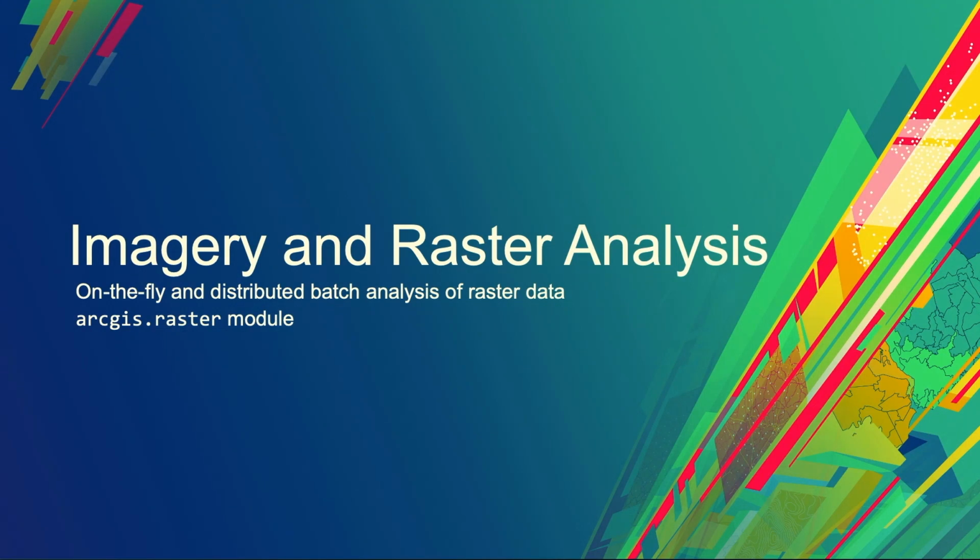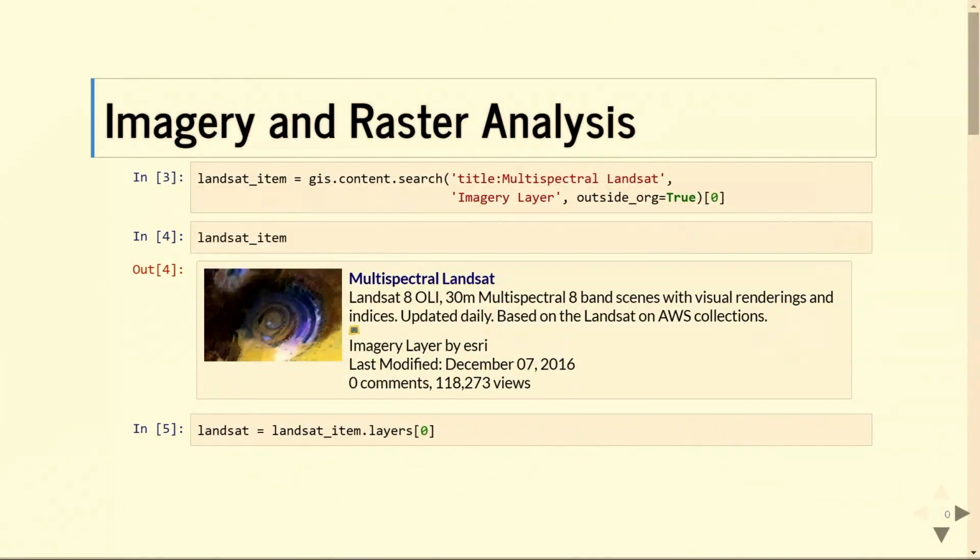Now, for the next part of our talk, we're going to talk about how you can perform analysis against your imagery and raster data using the Python API. Primarily, we're going to be looking at tools that are exposed out of the arcgis.raster module. Just like how you can search vector data, you can search for imagery or raster data using gis.content.search, and you get back items. And then you can look at the layers within the item, which give you imagery layer objects.